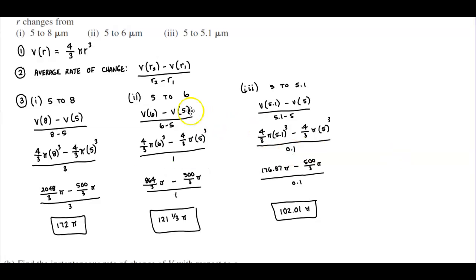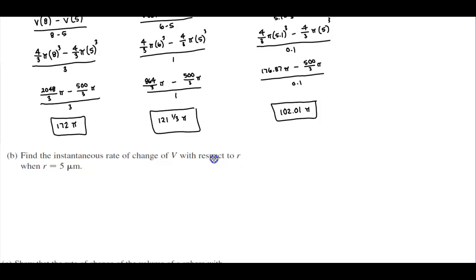Okay, so if you take a look here, when the increments are getting smaller and smaller, we can see that the average rate of change of this volume is decreasing here: 172 pi to 121 1/3 pi, and then 102.01 pi.